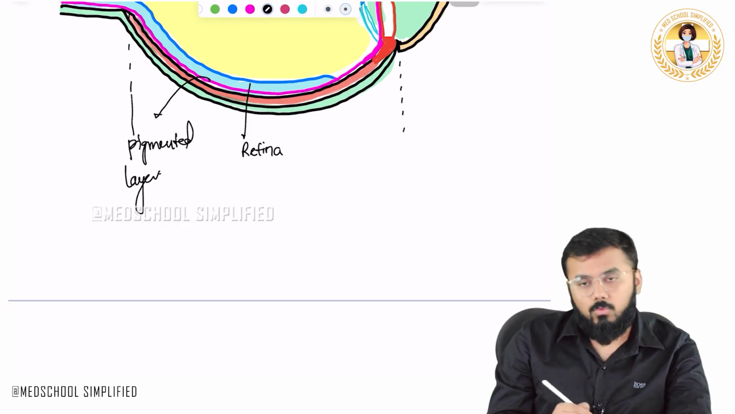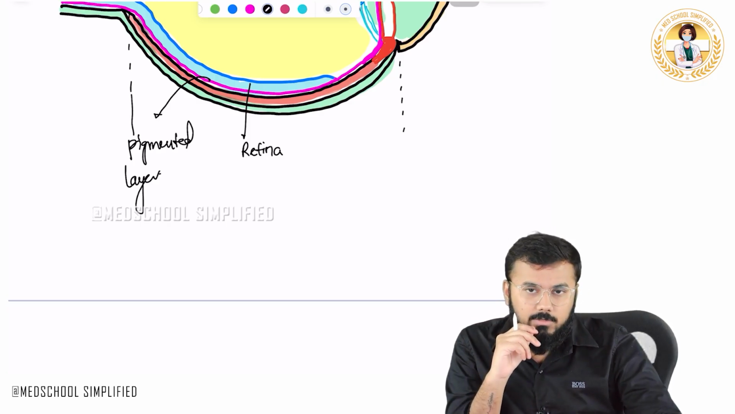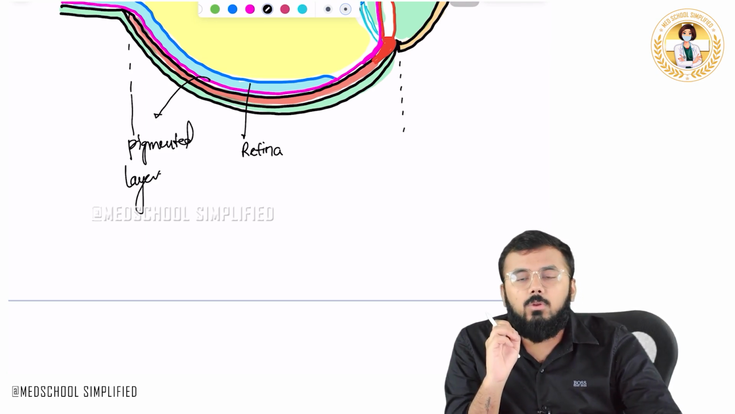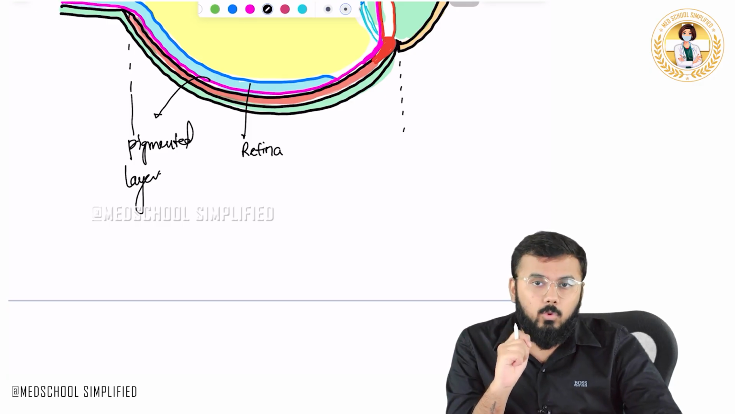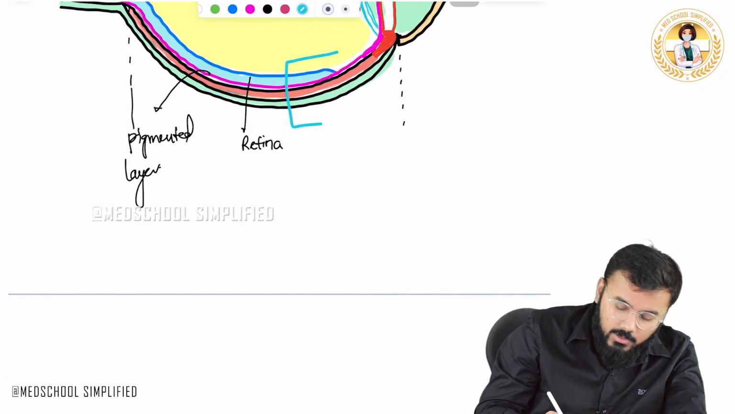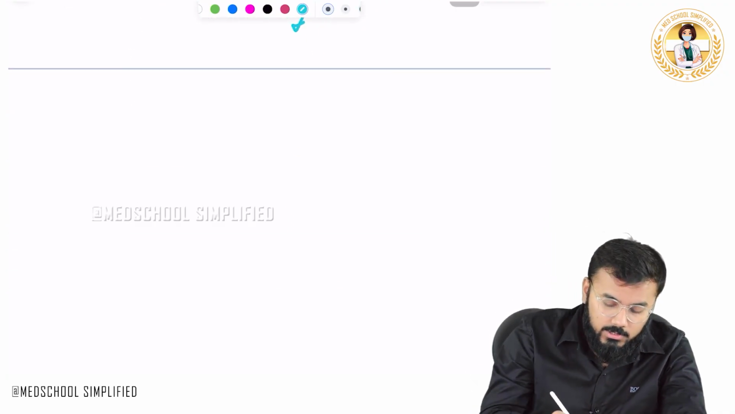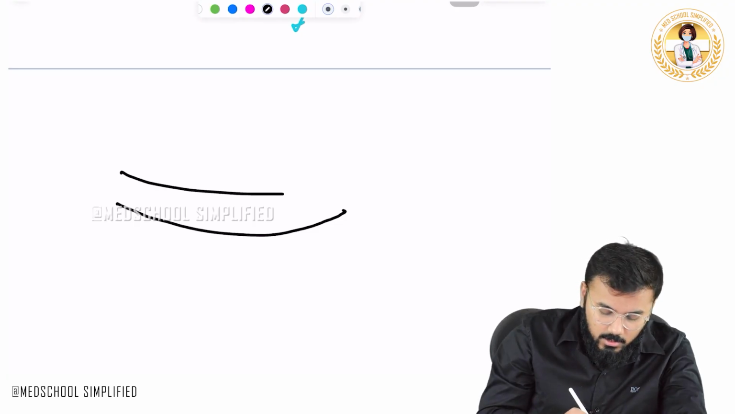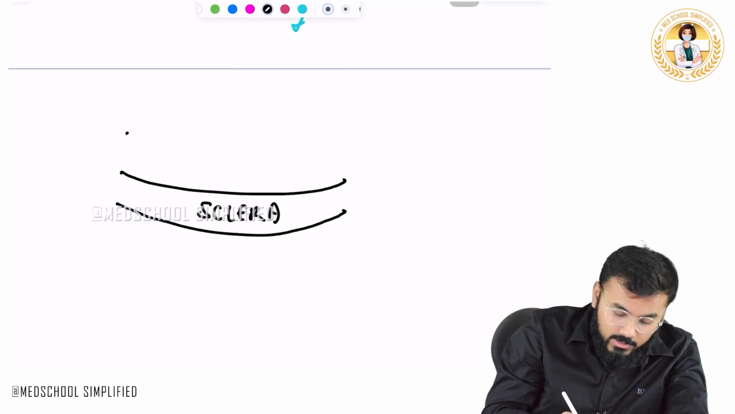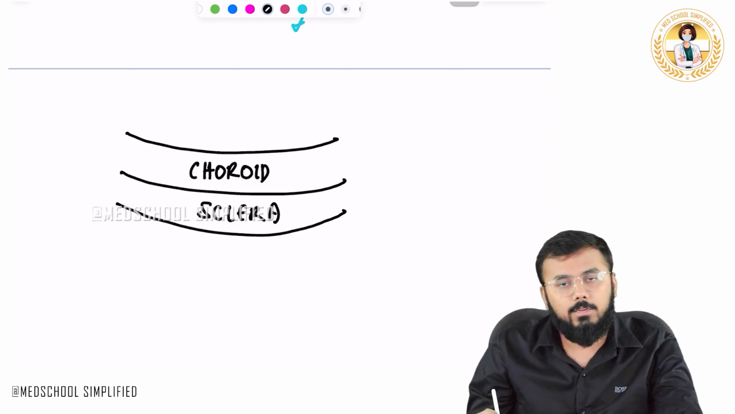Within this neural layer, this blue color layer, you have some structures. Can anyone tell what these structures located over here are? These structures are called rods and cones. For example, if I make a cut section of this and draw it down over here, what are the layers from outside to inside you would see? The first important layer you would see is called your sclera. After the sclera, the next important layer you see is choroid.